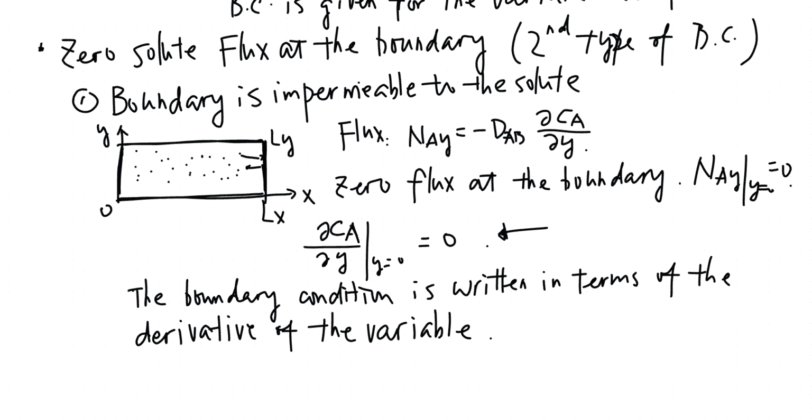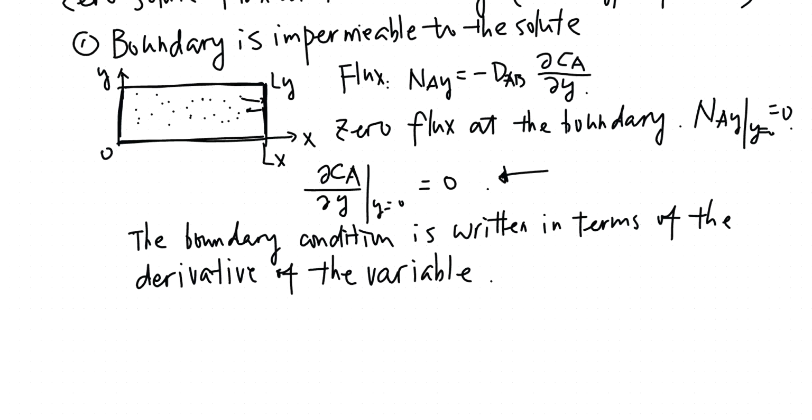So the first scenario is boundary is impermeable to the solute. The second possibility that is relevant in our discussion is when the boundary represents a symmetry plane. We will have those types of applications when we talk about transport in a body, in a tissue. So the second is boundary represents a symmetric plane.